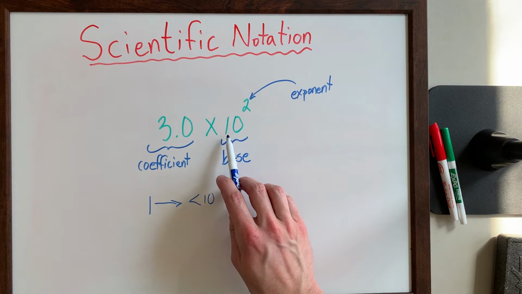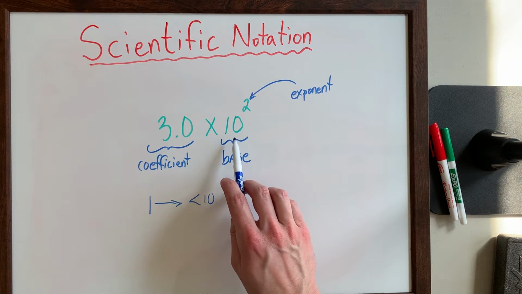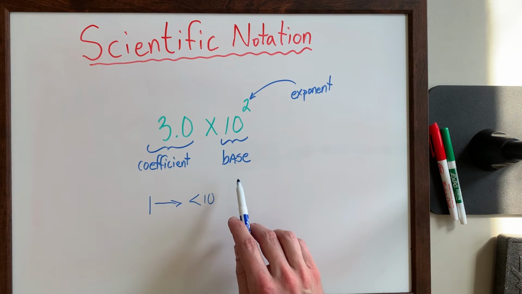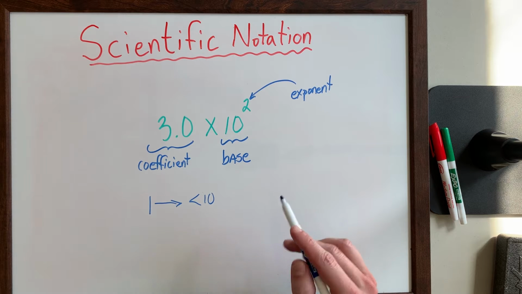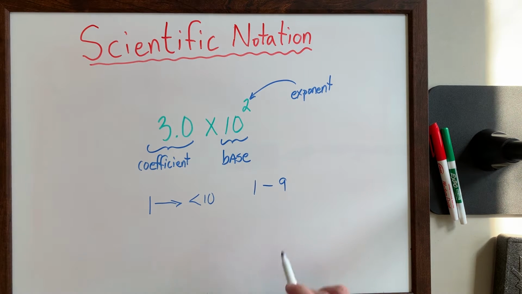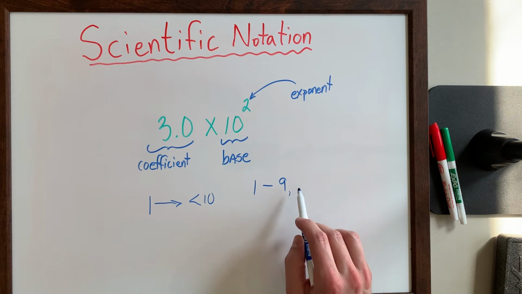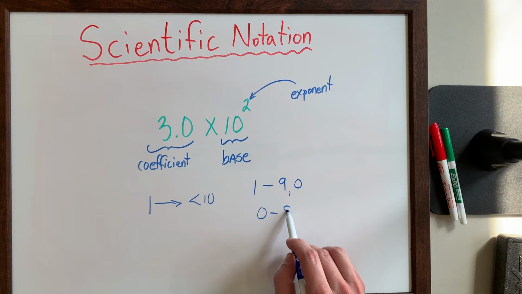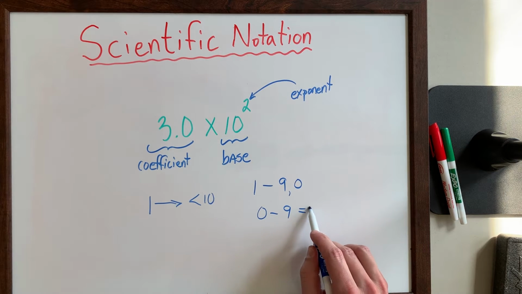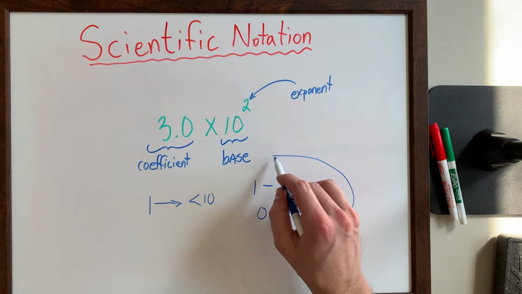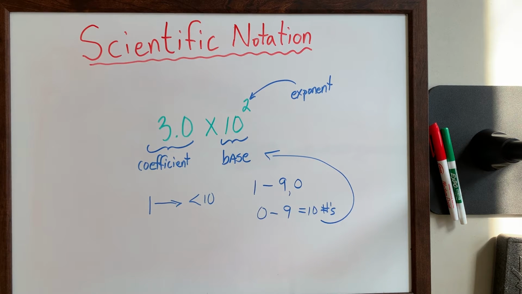The next part is the base. And the base in scientific notation is always going to be 10, and that's because we count in the base 10 number system. If I count the numbers from 1 to 9, there are 9 numbers. And then if I add 0, I get 10 digits. So from 0 up to 9, there are 10 numbers, and that's called the base 10 number system.